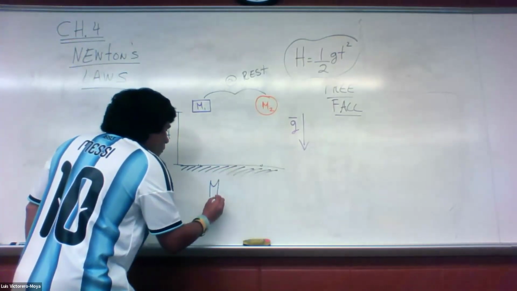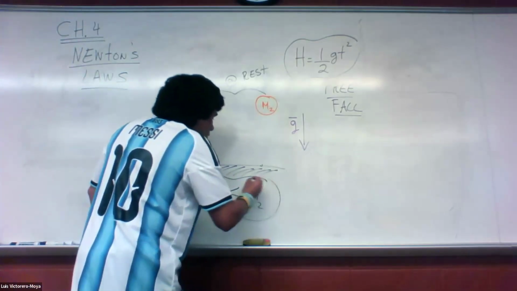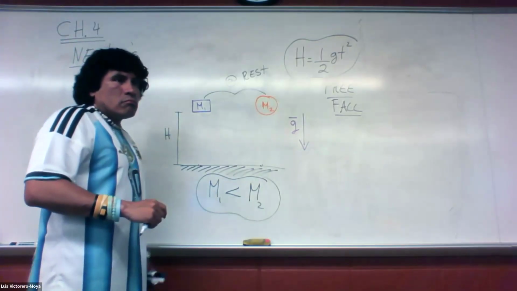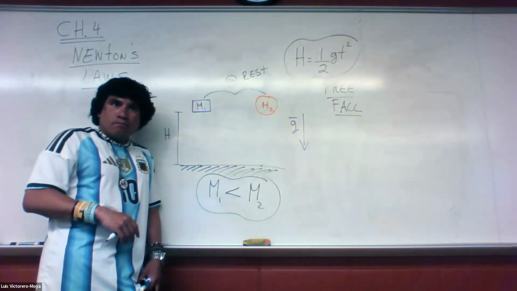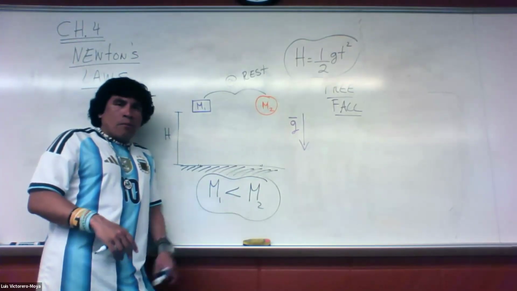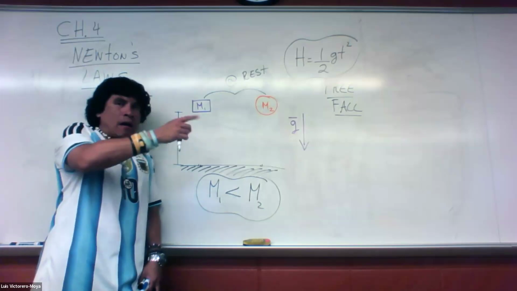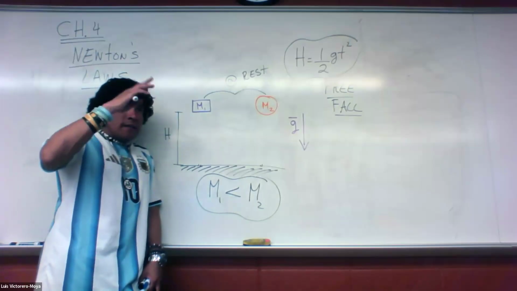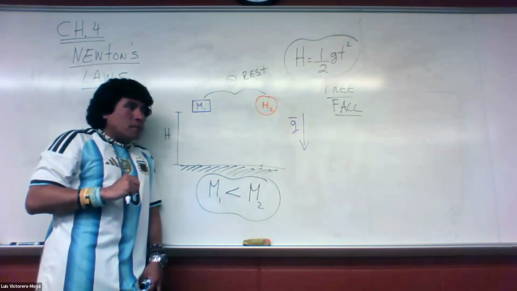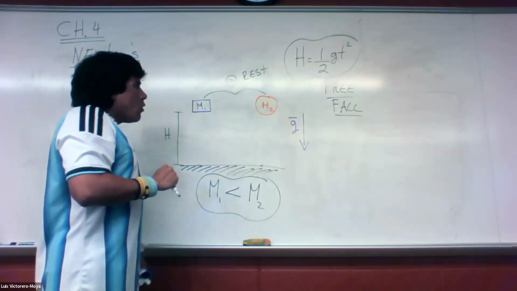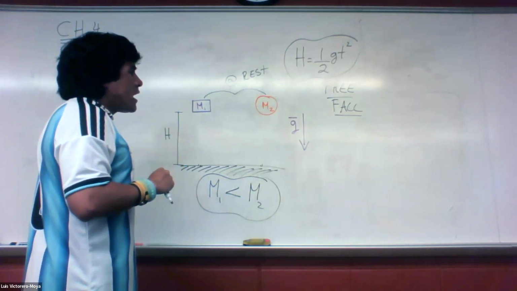So I'm going to make M1 less than M2. All right? So M1 can be like the feather or cotton. M2 can be wood or iron. Right? The feather and the hammer. In the absence of air friction, they will reach the ground at the same time. So they both have different masses. Why do they reach the ground at the same time?